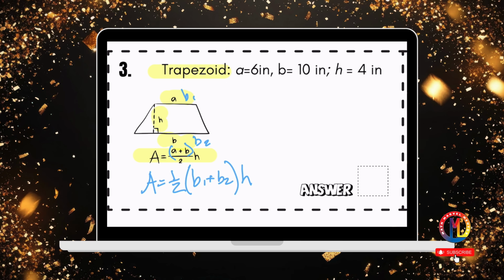That's the first piece. And then the commutative property of multiplication tells me we can multiply in whatever order we want. So let's start by plugging in these values. My first base is 6 and my second is 10. So we want to add those first. And 6 plus 10 gives us 16.